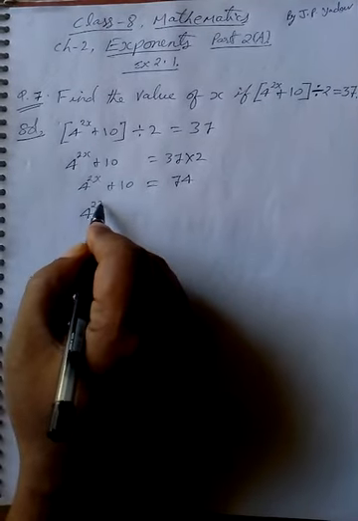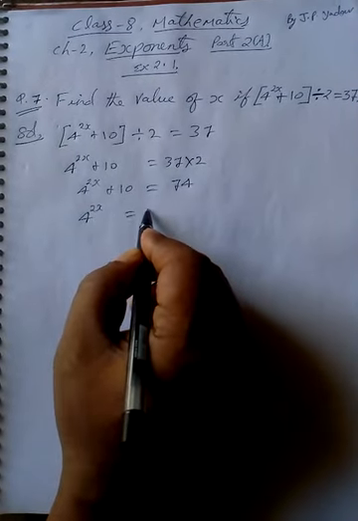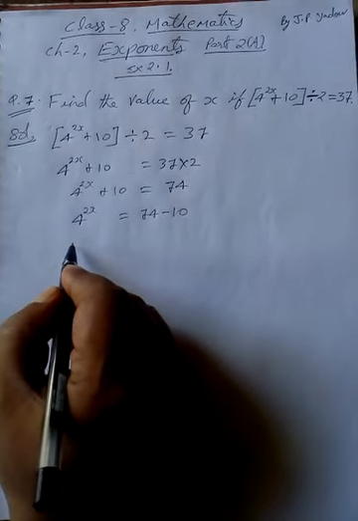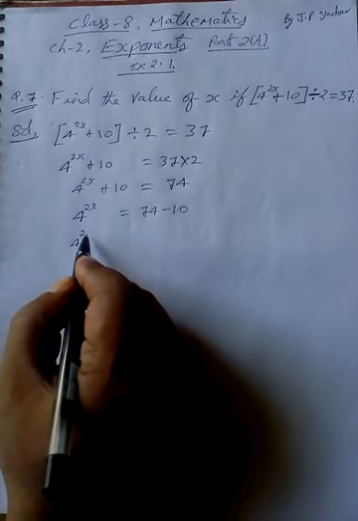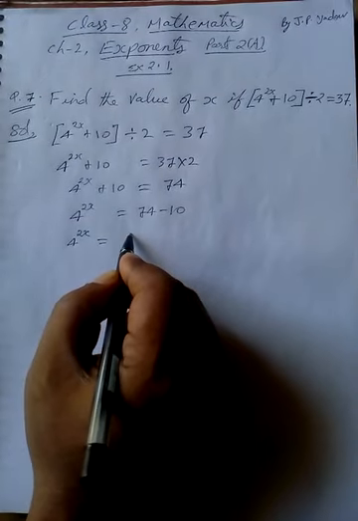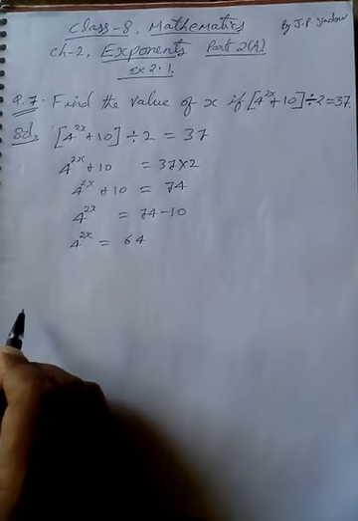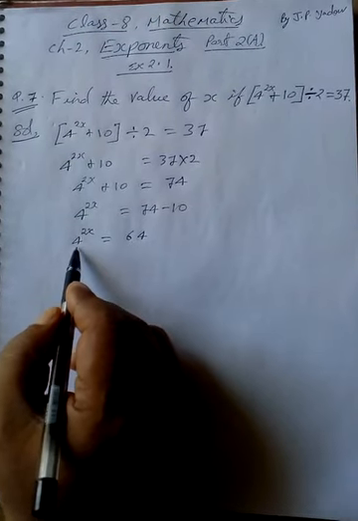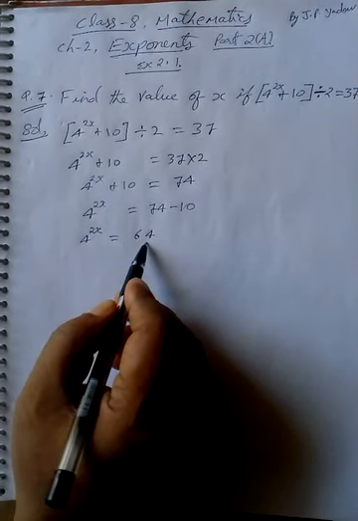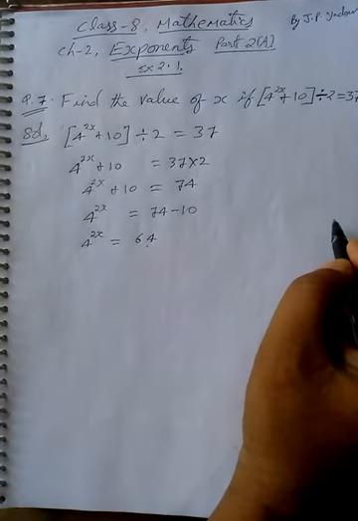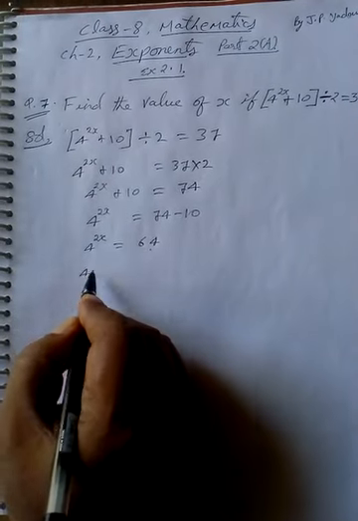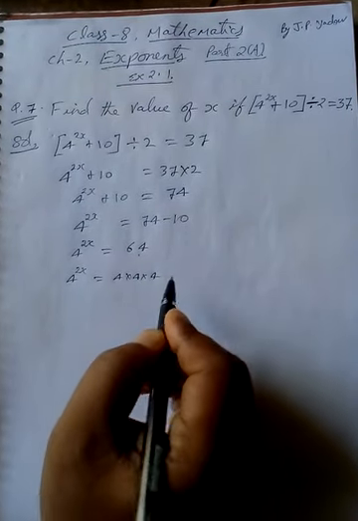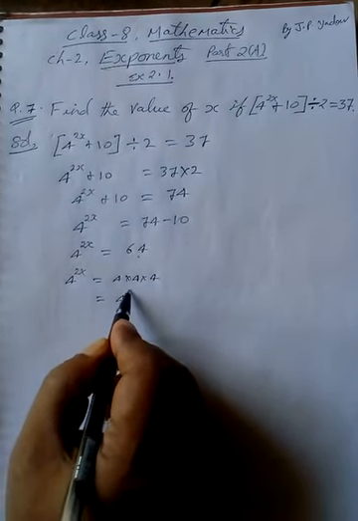4 raised to the power 2x is equal to 74 minus 10. Now 4 raised to the power 2x is equal to 64. Now turn them into exponential form so that the base on both sides will become equal. So 64 can be written as 4 into 4 into 4, and that is equal to 4 raised to 3.